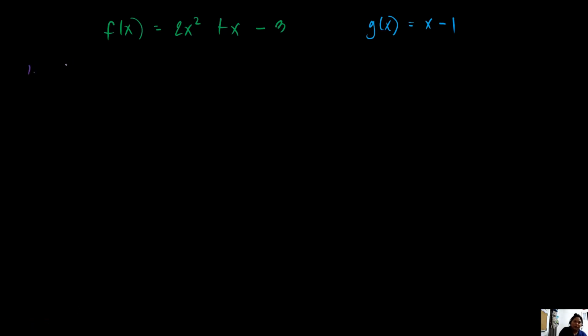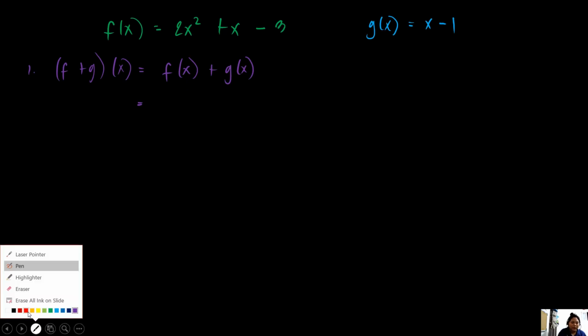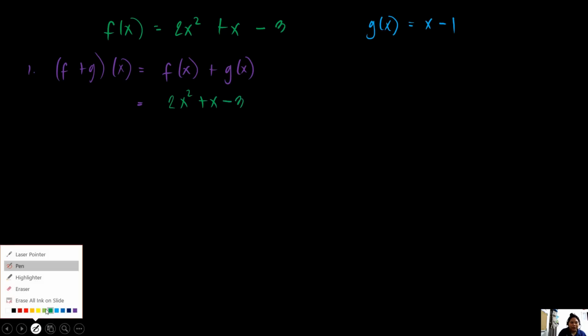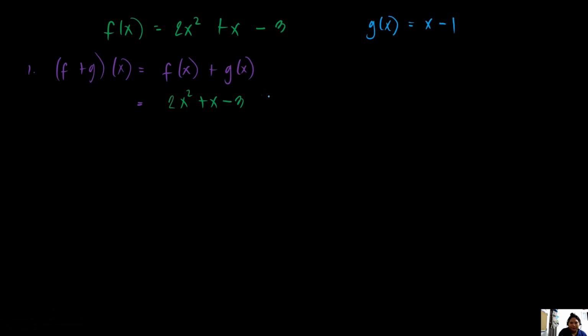Let's have addition. Given the functions f and g, we're going to add them. The format is f of x plus g of x since we're just going to combine them. What is the expression of f of x? We have 2x squared plus x minus 3. Then add the g of x, which is x minus 1. So don't forget the addition sign.